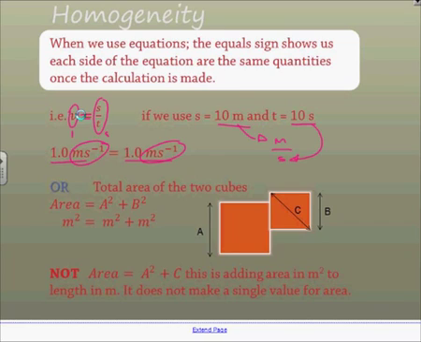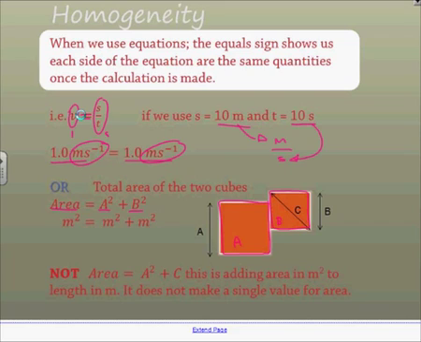Now, another way of looking at it is, let's say we've got 2 squares, 1 square there, 1 square there, and there are some dimensions on there. A is the height of square A, and B is the height of square B. For the total area, I must add the two areas, so length A squared plus B squared.